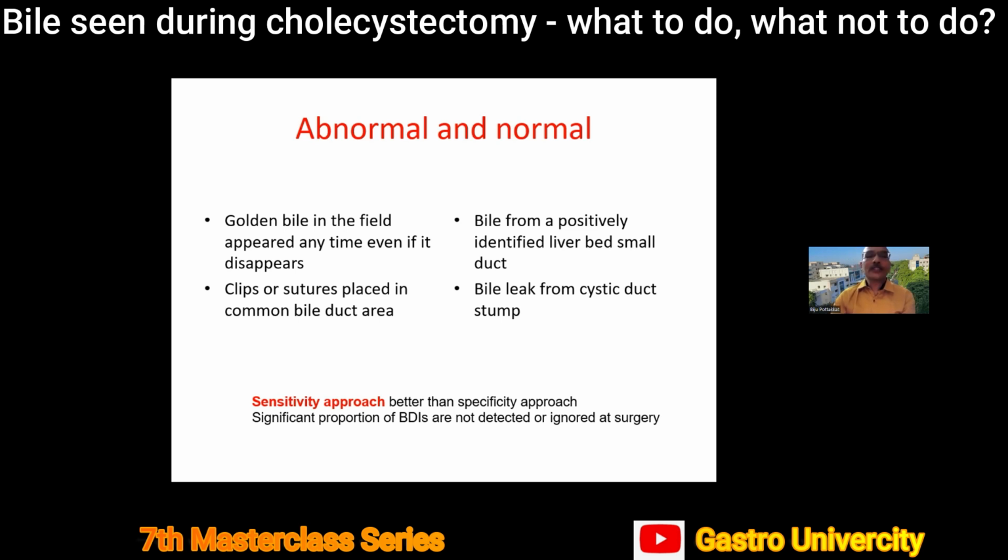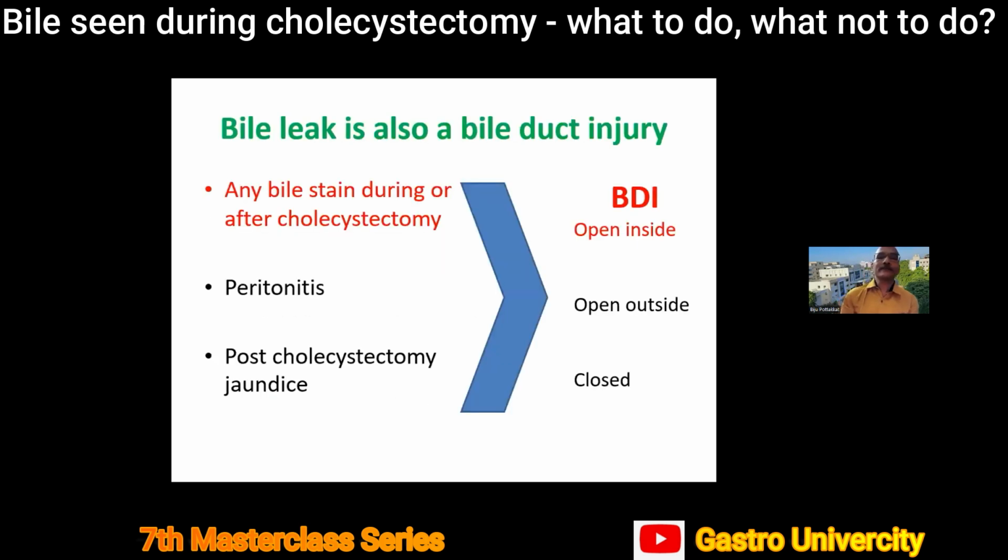Clips or sutures placed in the common bile duct area are also abnormal. Sometimes when we do cholecystectomy we see a bile leak, you place clips and it disappears. That is also abnormal. Why is this approach required? Because in bile duct injury, generally we follow a sensitivity approach. We do not want to miss anything. Even if it turns out to be no injury later, missing a bile duct injury is not acceptable. And the literature also says that among bile duct injuries, a good number are not recognized or are ignored.